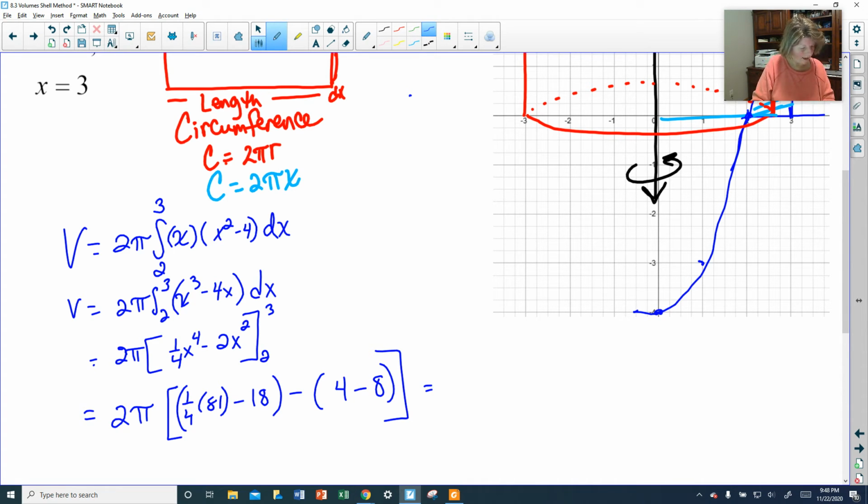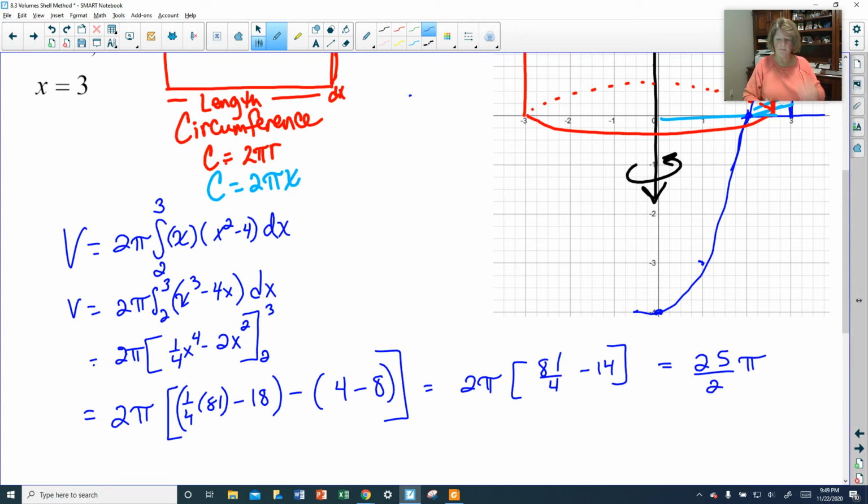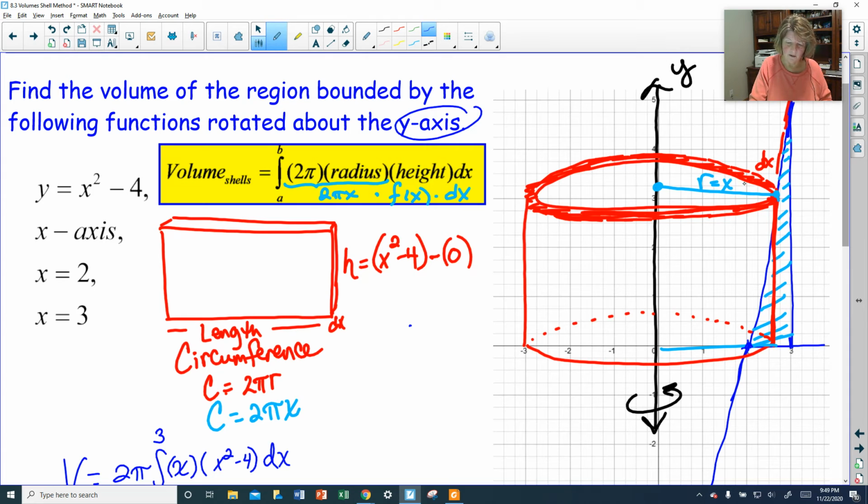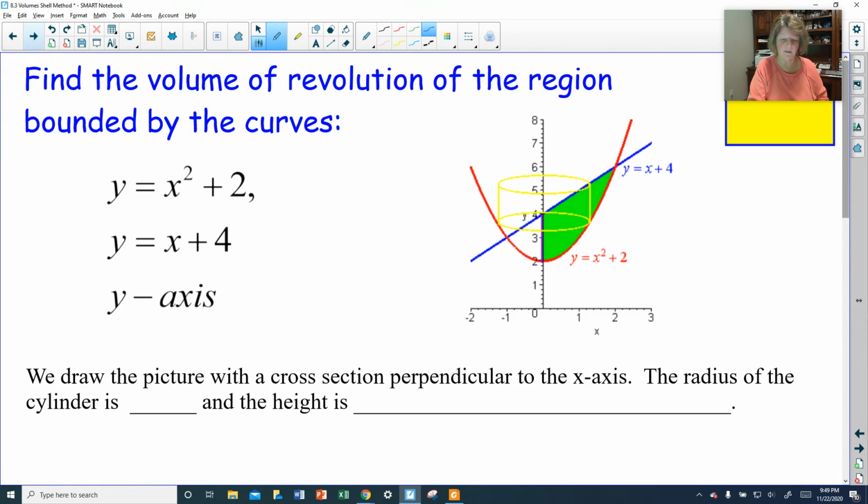And that is where I came up with 2 pi times 81 fourths minus 18, minus 4 plus 4. So it looks like minus 14 on that, and this will come out to be 25 halves pi. Okay? So that is shell method. Just imagine all of these shells, I should have made it go further out, but just kind of a nesting of shells to create the volume.